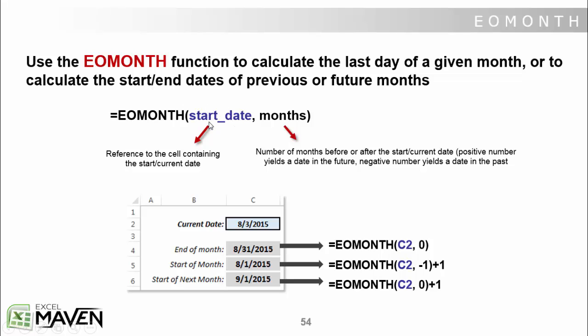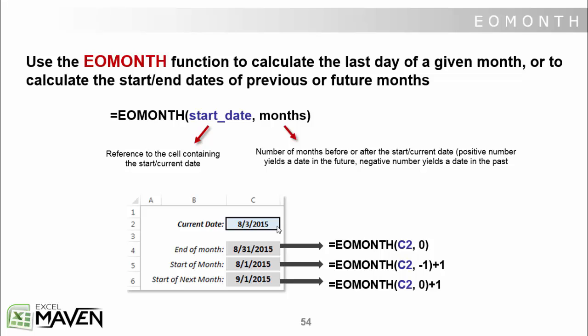It starts with your start date. That can be a current date, it can be a random date, it can be any cell reference to a cell containing a date. And then the months component, which is the number of months before or after your start or current date. So if I'm interested in the last day of the current month, I would put a zero for months here. If I'm interested in the last date of next month, I would put a positive one. If I was looking for the last date of the previous month, I'd put a negative one, and so on and so forth.